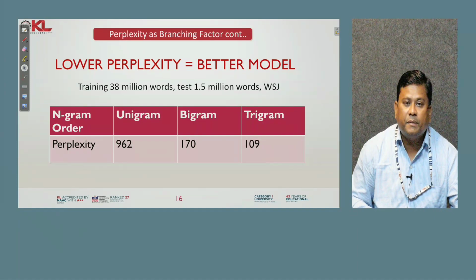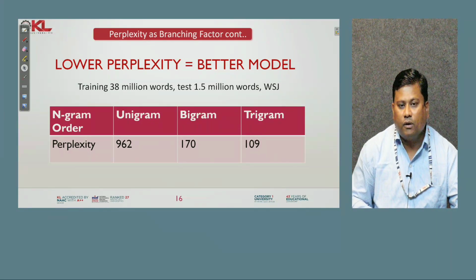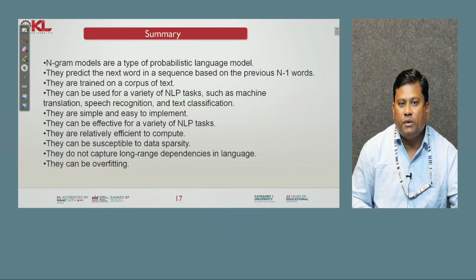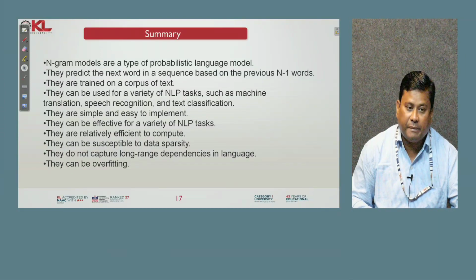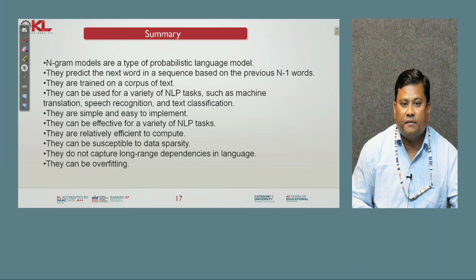Training on 38 million words, testing on 1.5 million words of WSJ, the perplexity will be unigram 962, bigram 170, and trigram 109. In summary, we can say that n-gram models are a type of probabilistic language model, and they predict the next word in a sequence based on the previous n minus 1 words, and they are trained on a corpus of text. They are simple and easy to implement also. They can be effective for a variety of NLP tasks, and they are relatively efficient to compute. They can also overfit.